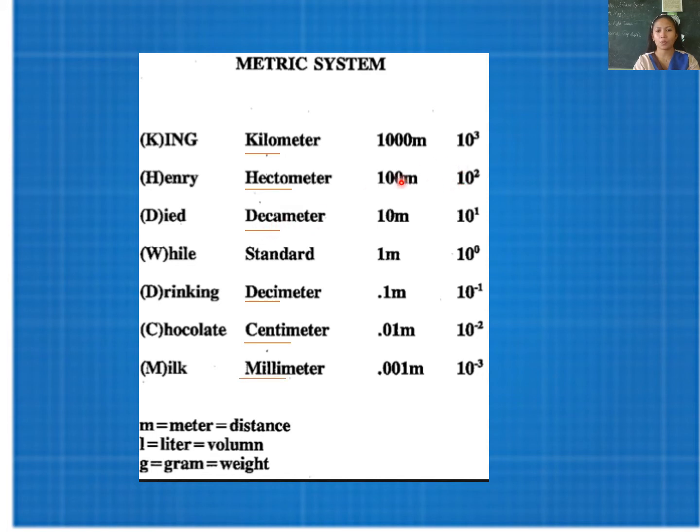And then we have the hectometer. The prefix hecto means 100 times the base unit m. So that's 10 to the power of 2. And then we have kilo. It means 1000 times the base unit. That's 10 to the power of 3.